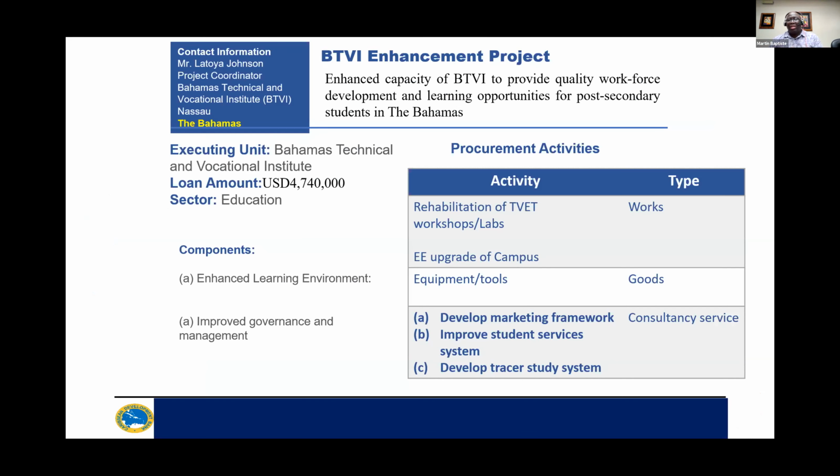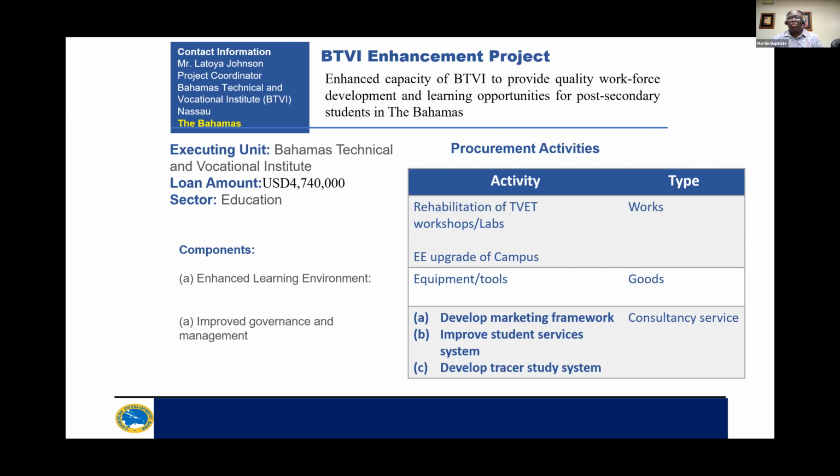I just want to quickly give you a sample of some of the projects that we have, and I just have four for illustrative purposes here. A BTVI enhancement project currently under implementation. And of course, although we look at upgrade of the workshops and labs, there are quite a few opportunities coming up over the next 6 months in terms of helping them with a marketing and public awareness framework.